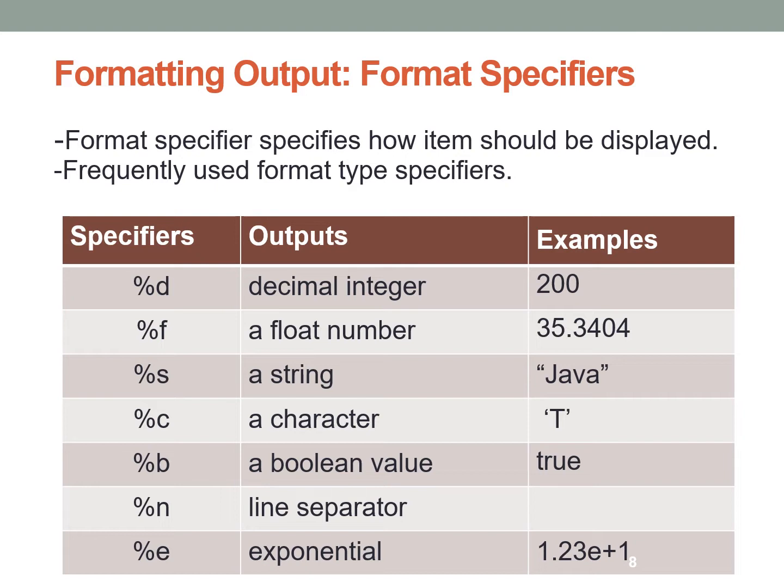In the printf syntax, we can have format specifiers. Format specifiers specify how items should be displayed. This table here shows the frequently used format type specifiers. To display a decimal integer, we will use %d. For float or double, we will use %f. A string is %s, %c for character, %b for boolean, and to have a line separator, or to force it to go to the next line, we can use %n. %e represents exponential.